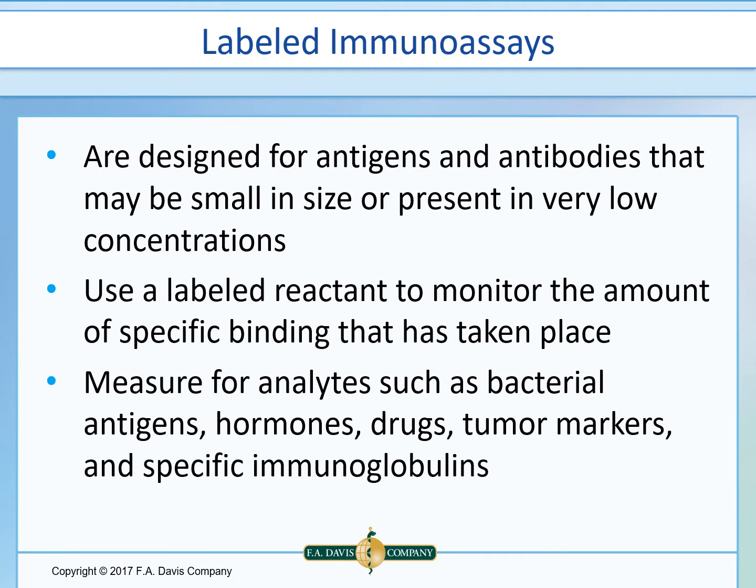Unlabeled immunoassays such as precipitation and agglutination reactions that we discussed in Chapter 10 are very simple techniques to perform, and they require little in the way of equipment. Even though these are simple techniques, they're very insensitive because they rely on a high enough concentration of the unknown to visualize the reaction. In contrast, labeled immunoassays are designed for antigens and antibodies that may be small in size or present in very low concentrations.